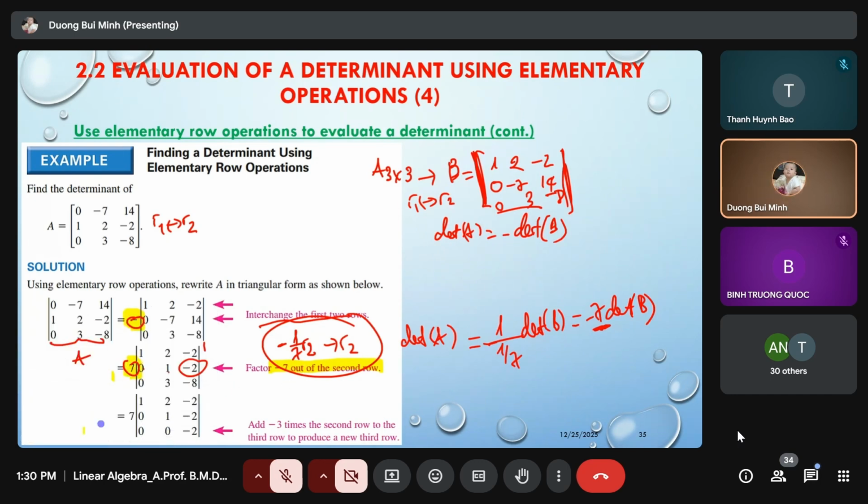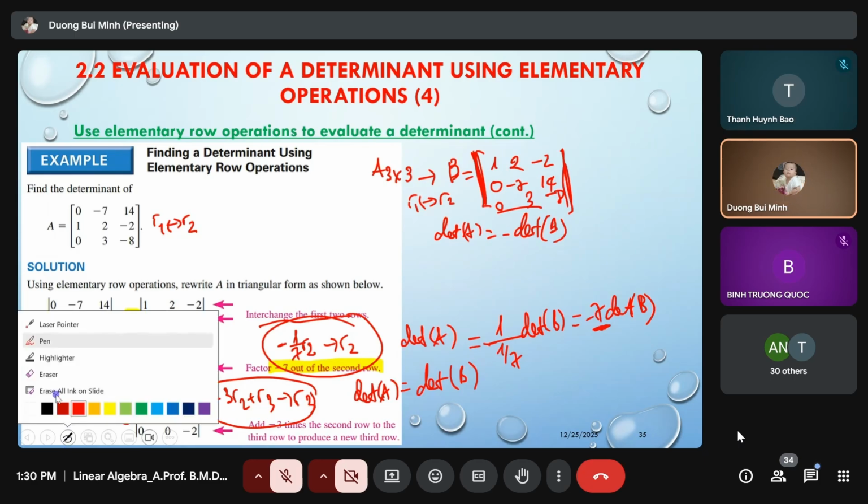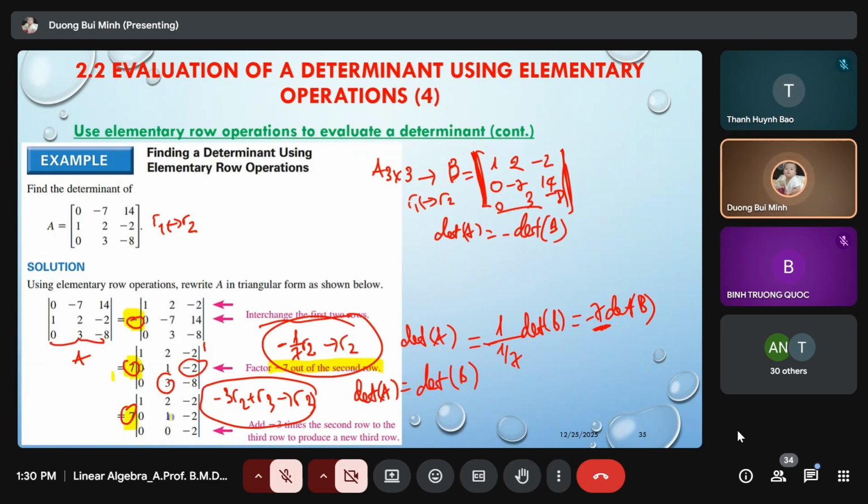Okay, now look here. We would like to make this one 0. So that means we use times minus 3 with R2 plus R3 relate to R3. So if we do this one, the determinant of A equals the determinant of B. Okay, so we keep 7 from here. And here you can get the 0, right? Here you times minus 3 and minus 2 is 6. 6 minus 8, you get minus 2.